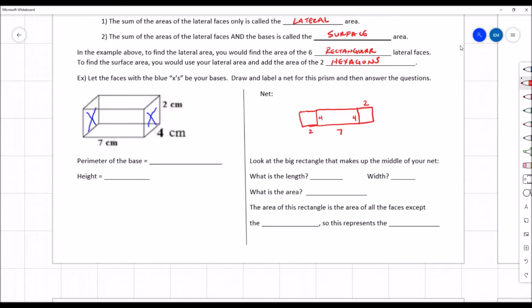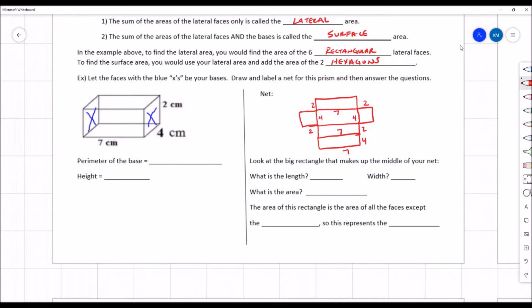Now as we look at the other rectangles, it's going to be a 7x2. Have that same thing over here, 7x2, and then we have one that'll go on top, and it'll be a 7x4. Okay, so now let's answer the questions.